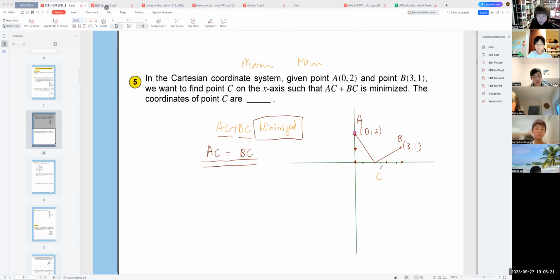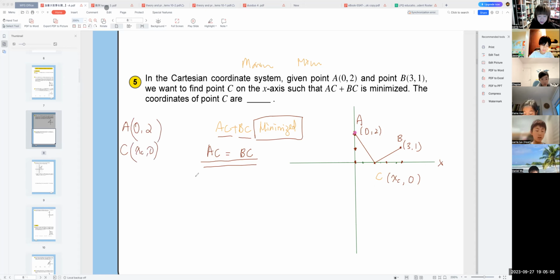Okay, so now I want you to write down the coordinates of C. C is located on the x-axis. So that means we can only have x, and the y must be 0. Don't you agree with me? Everybody, don't you agree with me? Okay, so now let's see. (0, 2) is A, and C is (xC, 0), right?